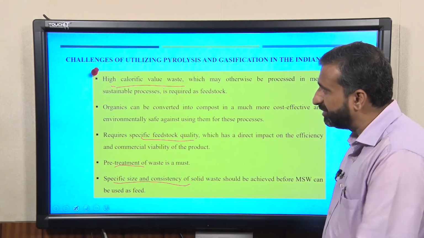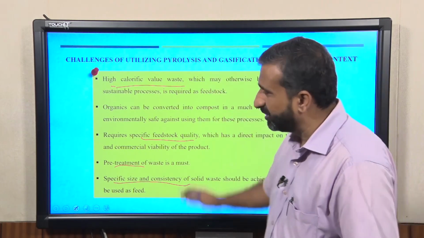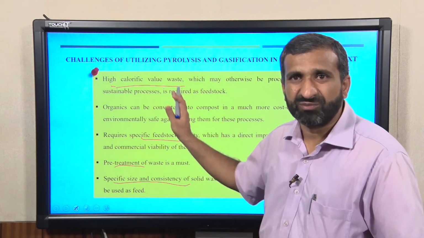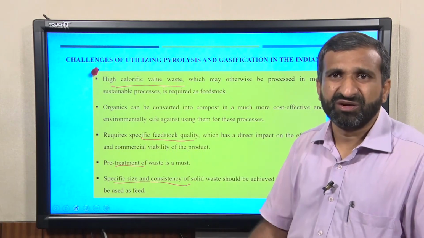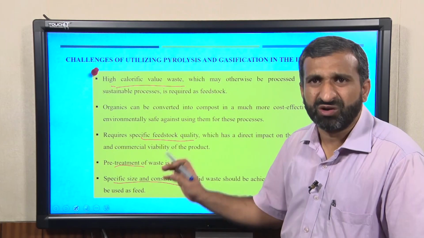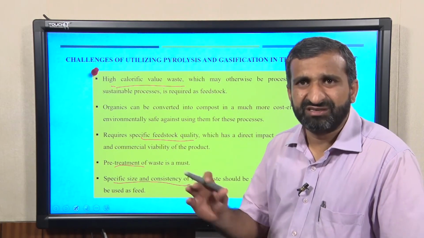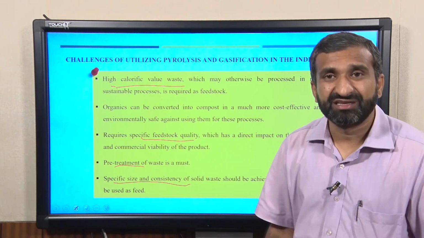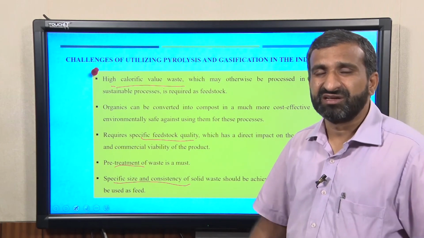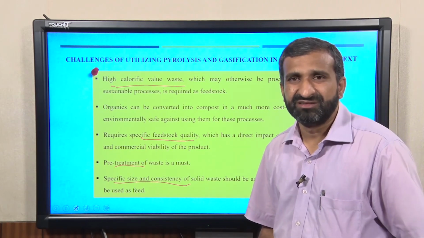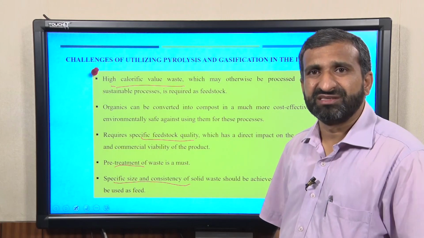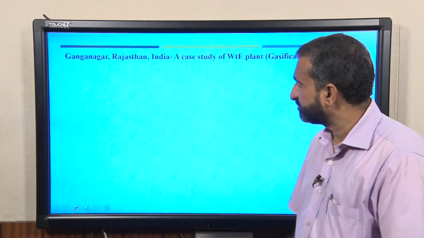But still I believe that all these challenges that we normally find in India or developing countries could be solved, but for that we need research, especially in academic institutes, which can come up with scaled up pyrolysis and gasification plants.